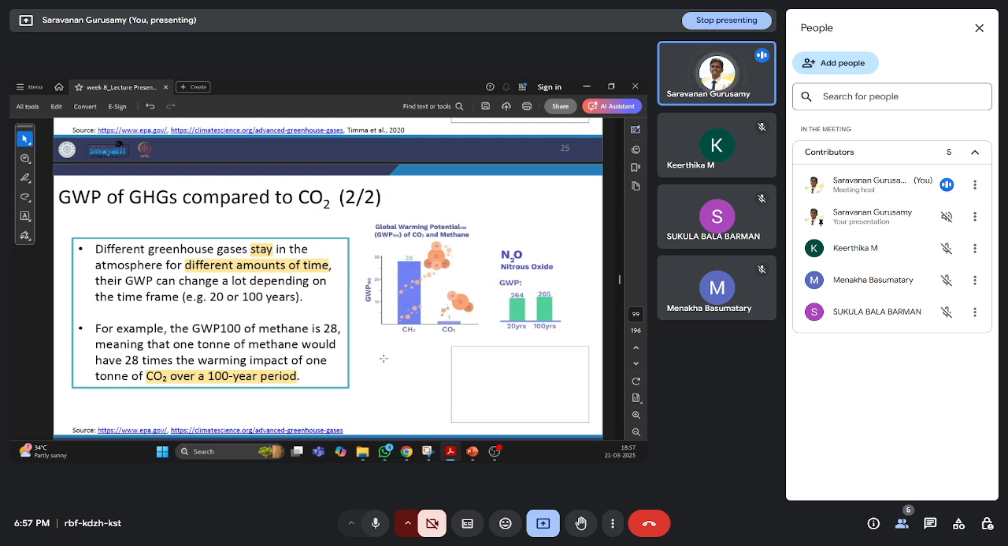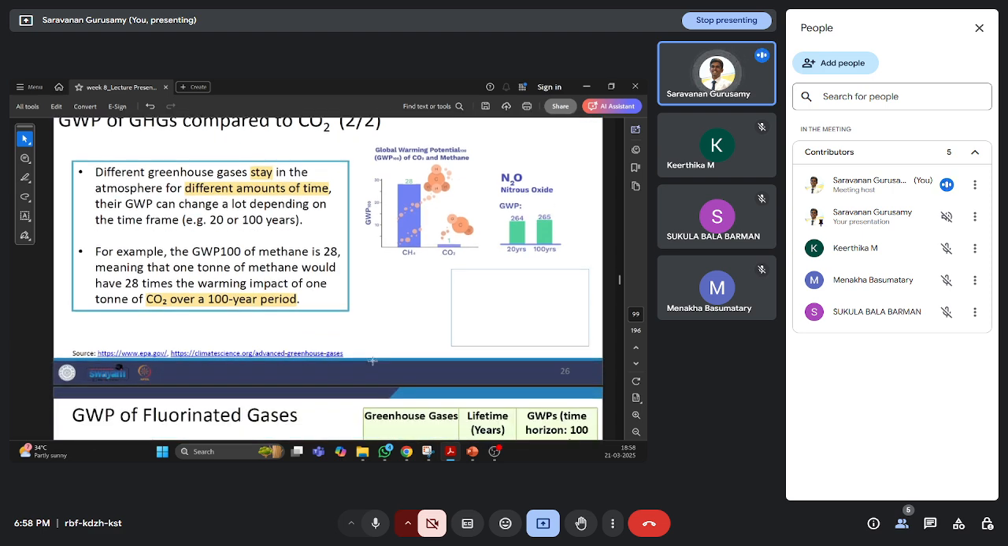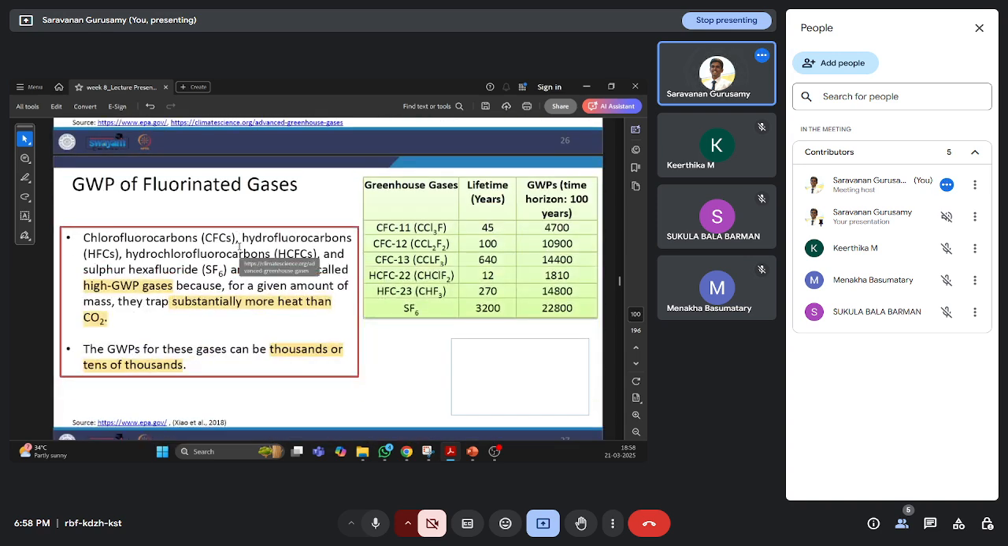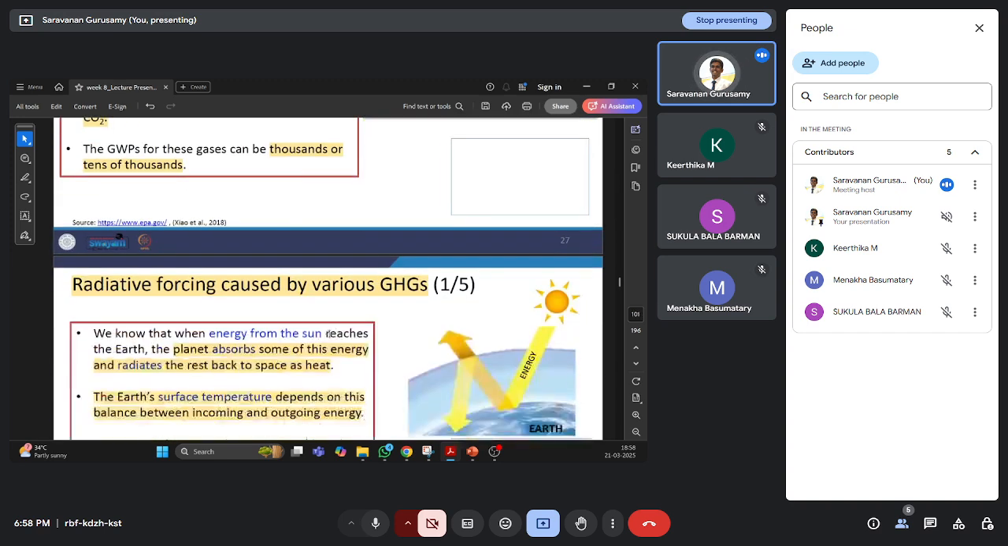Okay, so how long it stays in the atmosphere and the different amounts of heat it traps, these are all the factors that will help you identify the global warming potential. One carbon may be destroyed easily, but one methane may stay in the atmosphere for a long time, and it will trap the heat again and again. So for fluorinated gases, you can see 1000 to 10,000. Different fluorinated compounds have different lifetimes and global warming potentials.